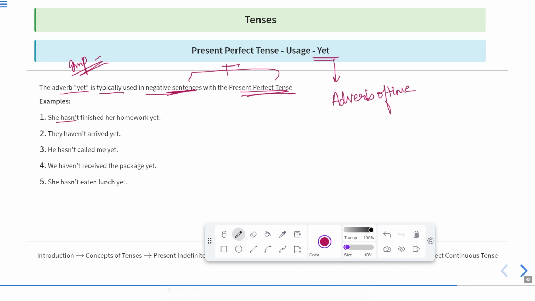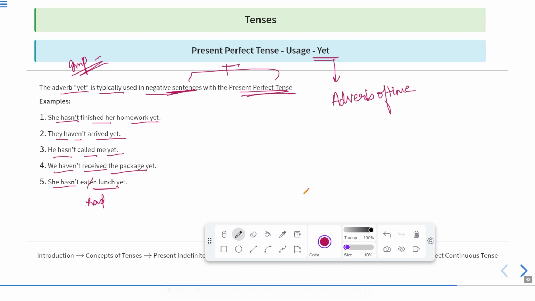Okay. She has not finished her homework yet. They have not arrived yet. He has not called me yet. We have not received the package yet. She has not eaten lunch yet. Okay, or rather than eaten, it should be had. She has not had lunch yet. So these sentences are written in negative and present perfect tense only.